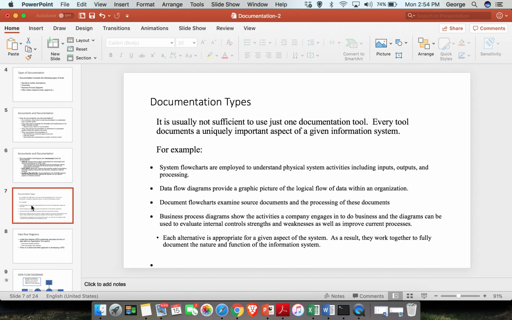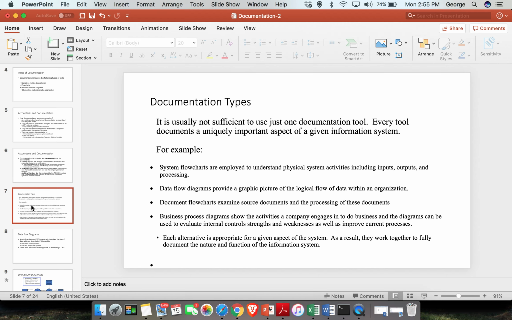DFDs provide a graphical picture of the logical flow of data within an organization. So data is important to us. In this course, we're going to do a lot with Access. We're doing a lot in this chapter with flowcharts and data. So we're going to look at a DFD and see the logical flow of data. How does it flow through an organization? A DFD is very good at visualizing that for you.